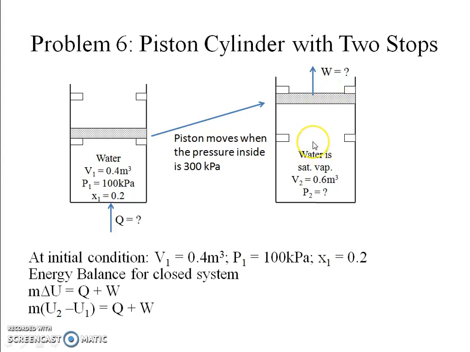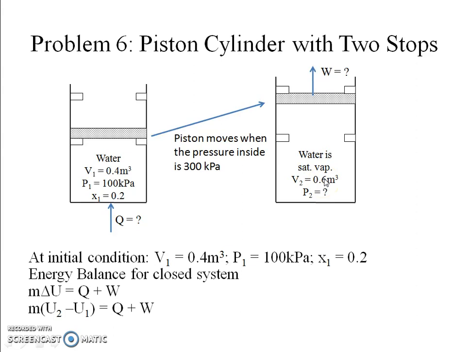So the point when you are supplying heat and the piston is at rest, this is a constant volume process. Then after that, when the pressure is increased to 300 kilopascal, this is a constant pressure process till your piston reaches the upper stops, and then after that again the pressure starts rising.